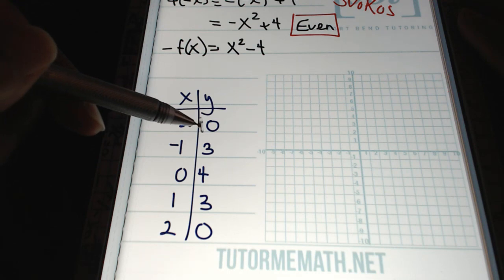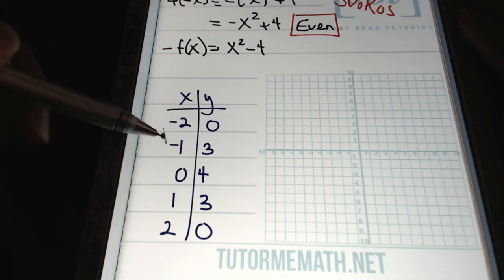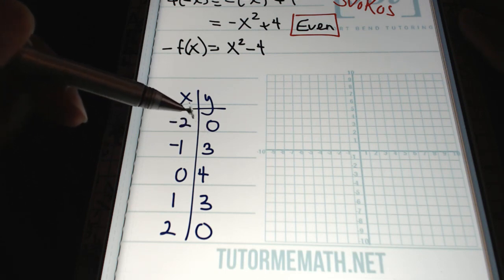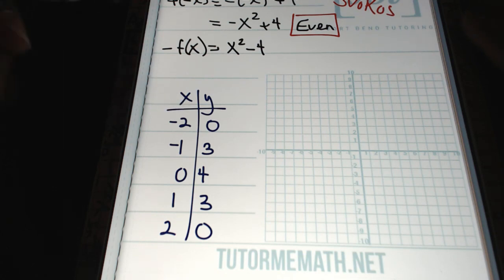Well, what does that mean? That means that it doesn't matter what sign the value of x is. The answer will still be the same. That means that we are dealing with an even function, ladies and gentlemen. You can identify that just based on this table, even without doing the algebraic test at the beginning.